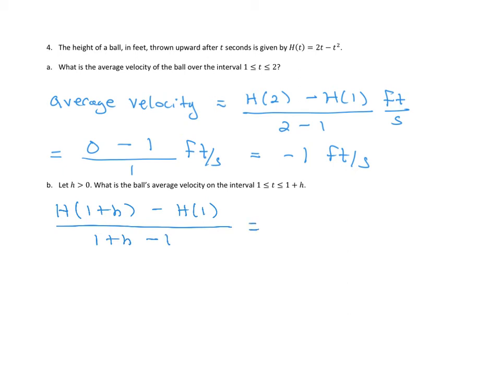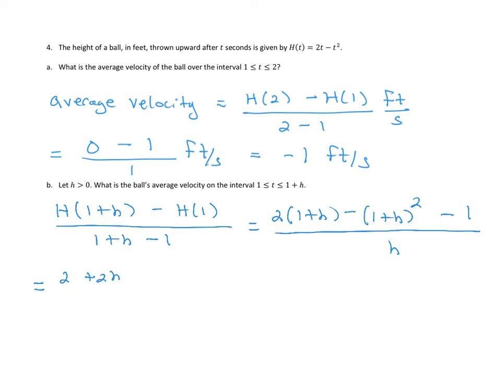Now, h of 1 plus h is 2 times 1 plus h minus 1 plus h squared. And h of 1, the value is equal to 1, so we subtract 1. And this is all divided by 1 plus h minus 1, which is h. If we further simplify, I can distribute the 2, so we get 2 plus 2h. 1 plus h squared is 1 plus 2h plus h squared. If I distribute a negative into it, it's negative 1 minus 2h minus h squared. Then we have minus 1 at the very end.